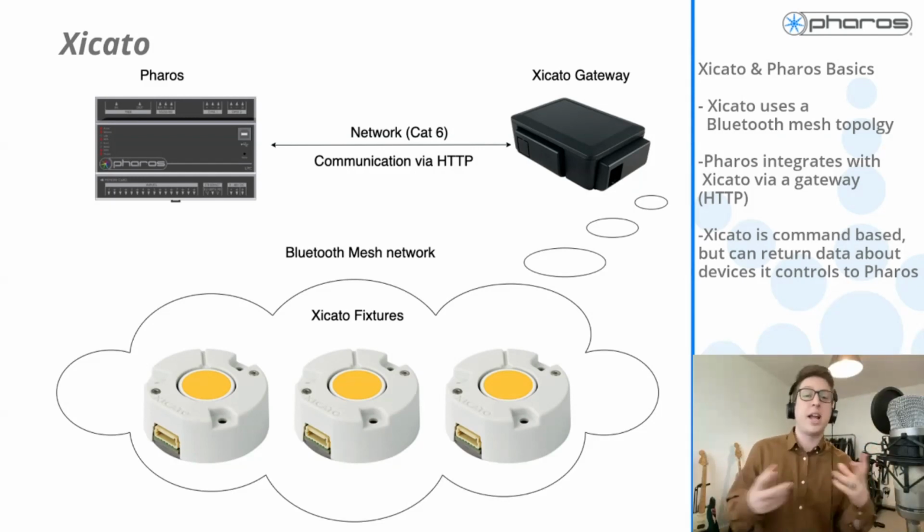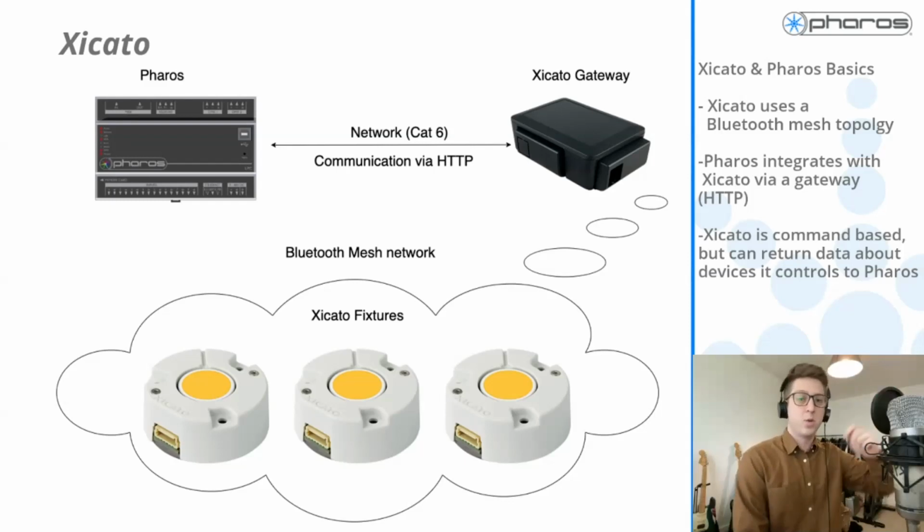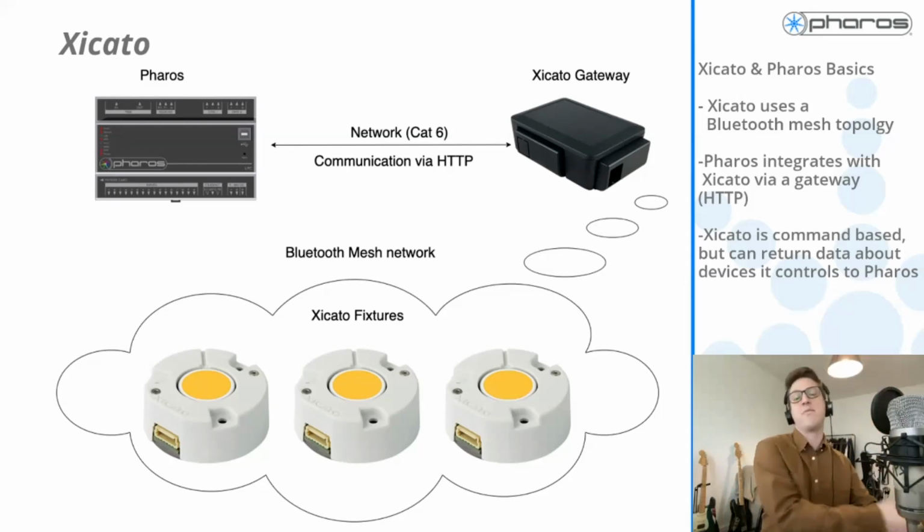The communication between the gateway and Pharos, as I've said, is HTTP. So you will obviously need a computer network, a Cat6 style network. But also the HTTP request, as well as commanding the system, can also be used to retrieve data back from the system. So we can query the system, get information back from, say, lux sensors, and then use that data to then obviously run a new routine within Pharos.